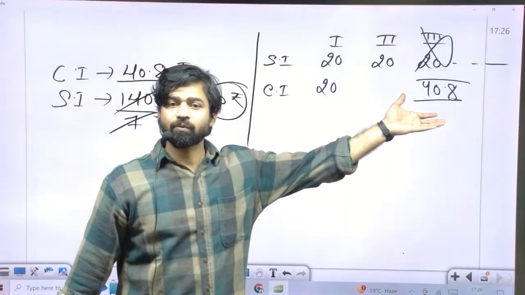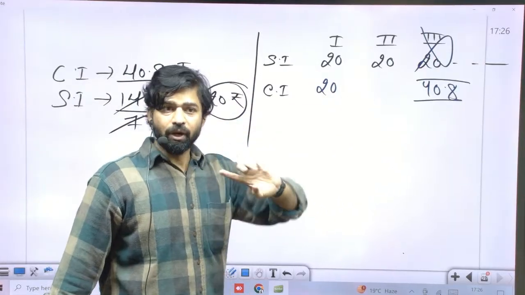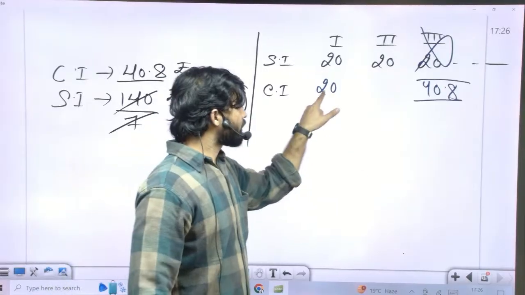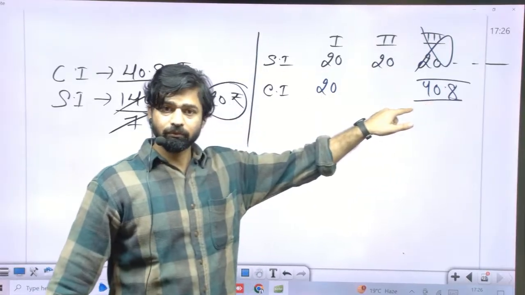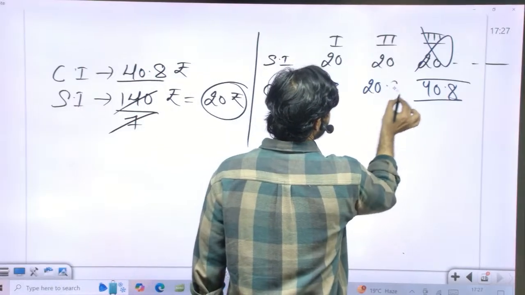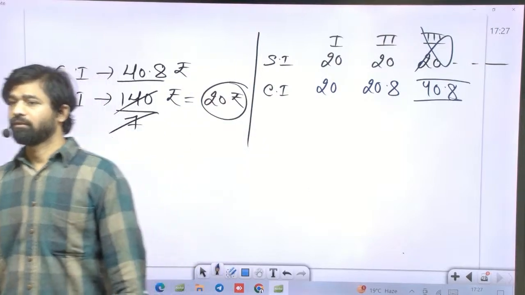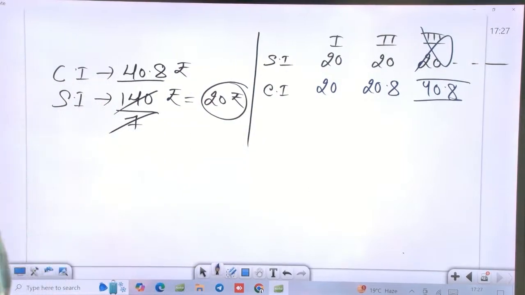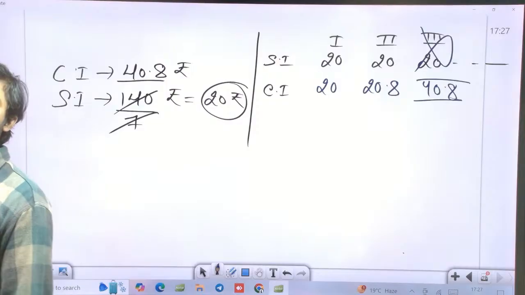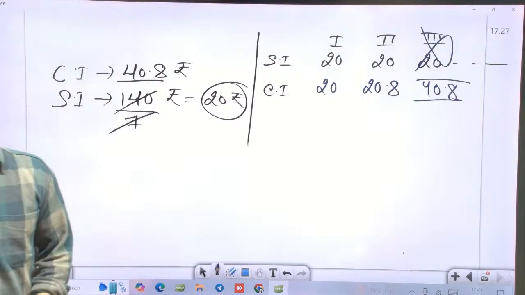CI for 2 years is what? 40.8. At the end of the first year, we are getting 20. So at the end of the second year, we will get what? The difference between these two: 40.8 minus 20, so we are getting 20.8 at the end of the second year. And obviously the amount will not be the same because the amount is on CI, interest on interest.